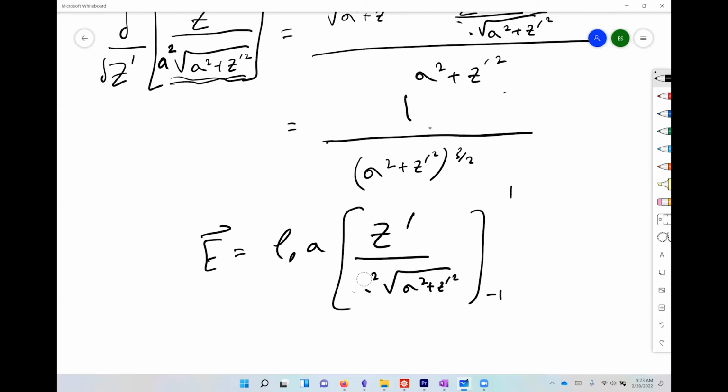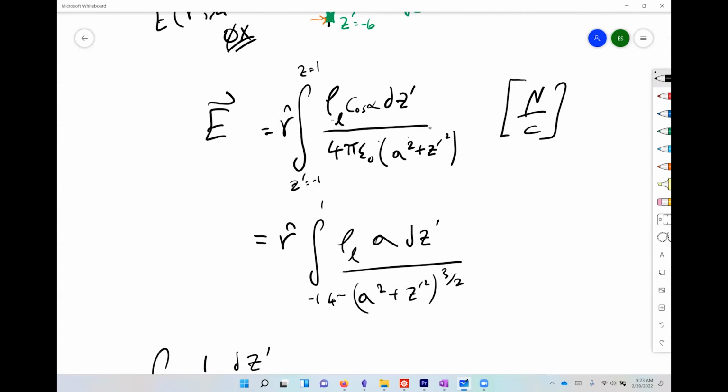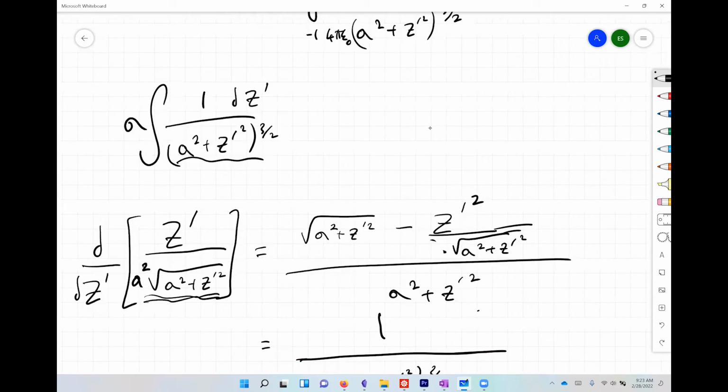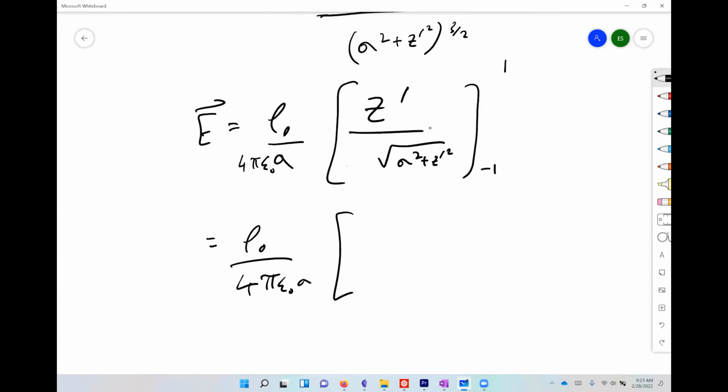I could take, I guess, the a squared out, end up with rho naught over a. And then I forgot something. Oh, 4 pi epsilon naught. That's what I forgot. So I end up with rho naught over 4 pi epsilon naught a. And then I just plug in 1. No, there's no 2 here. Plug in 1. So it's going to be 1 over a.